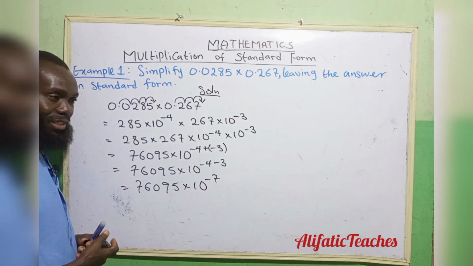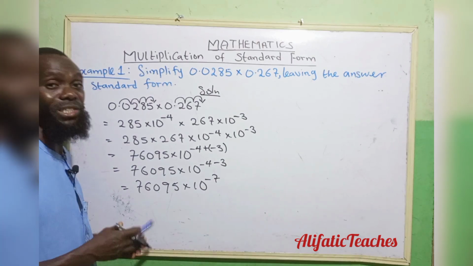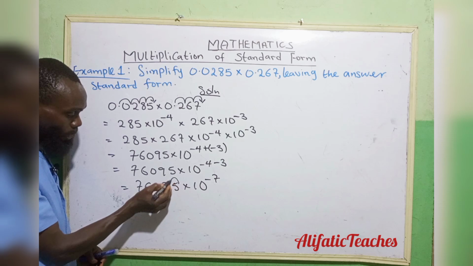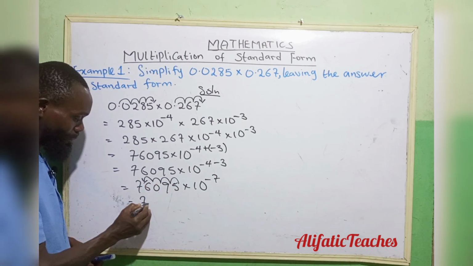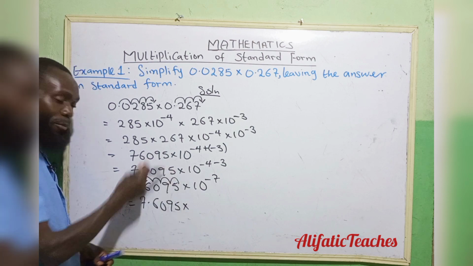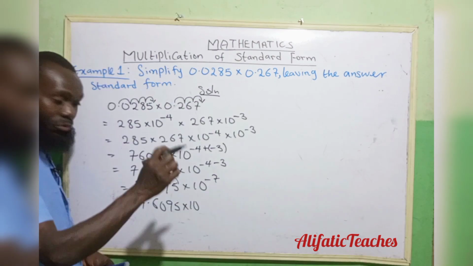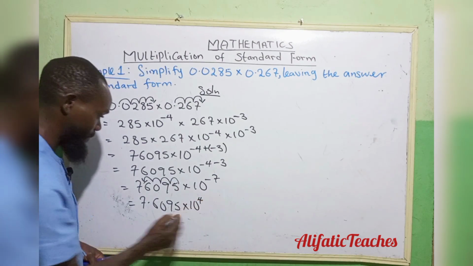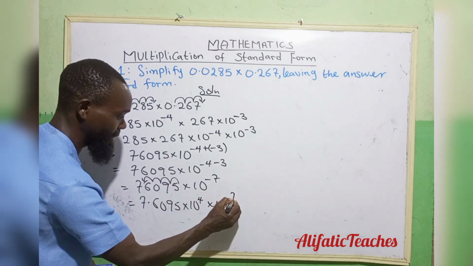But this is not our final answer. We have to move our point to the back of the first digit since we are dealing with standard form. So we have 1, 2, 3, 4. That is 7.6095 times, and we are moving forward now, so our 10 is going to be to the power of positive, that is plus 4, 1, 2, 3, 4. Then times 10 to the power minus 7.